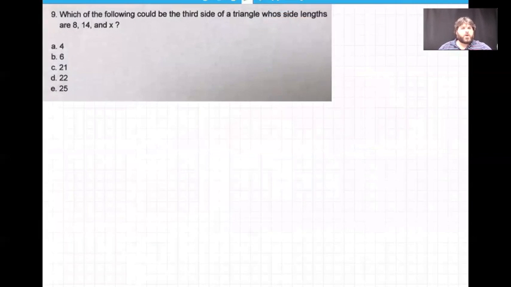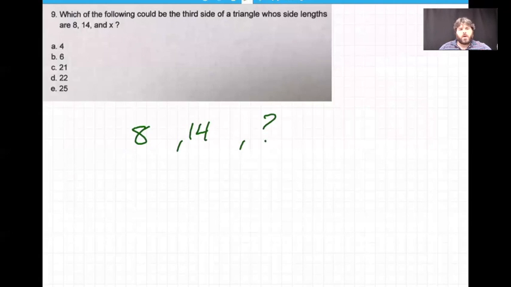All right, which of the following could be the third side of a triangle whose side lengths are 8, 14, and X? All right, so we're looking for this third missing side here. We've got an 8 and a 14. The question is, what could the third side be? Well, let's maybe try some guess and check here, all right? What about 4? Could it be 4?